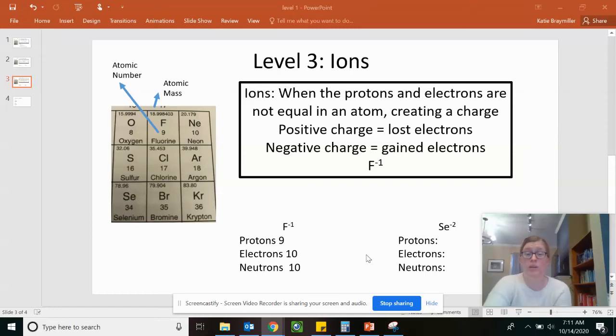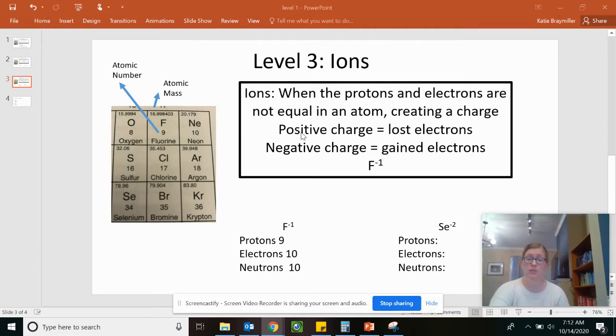In Level 3, we're going to be talking about ions. You may have read about ions for homework, or this may be a new topic for you. Either way, that's fine. An ion is when the protons and electrons are not equal in an atom, creating a charge. If you do not have this definition in your notes yet, please add it to our notes from yesterday. The title of those notes yesterday was Isotopes and Ions.